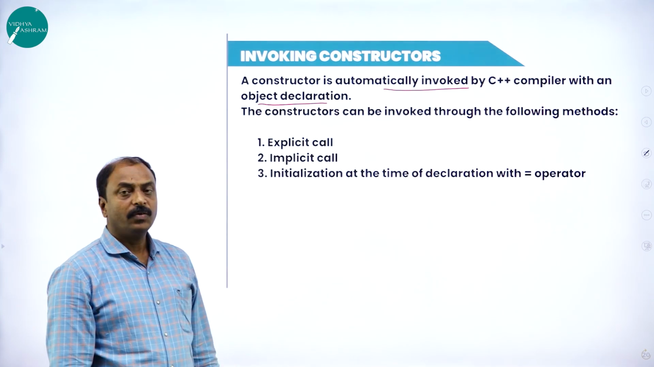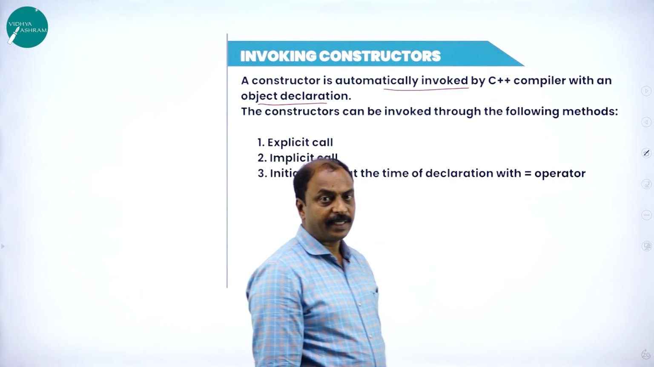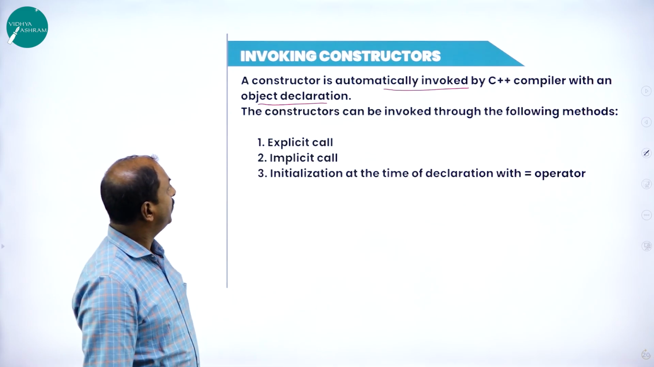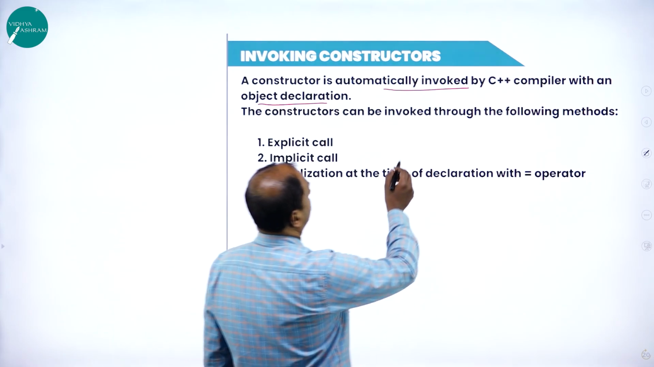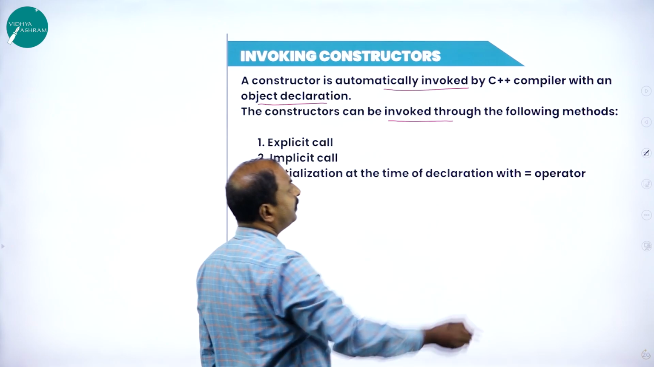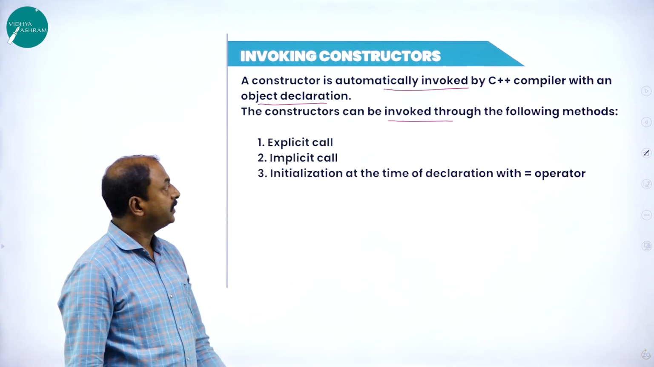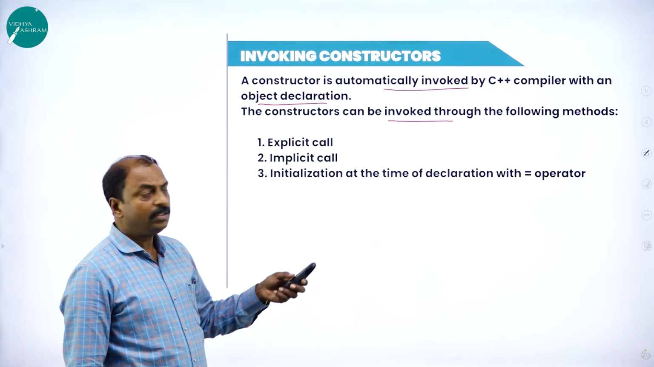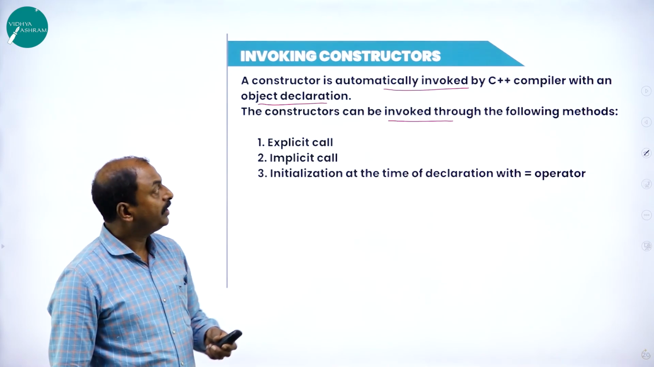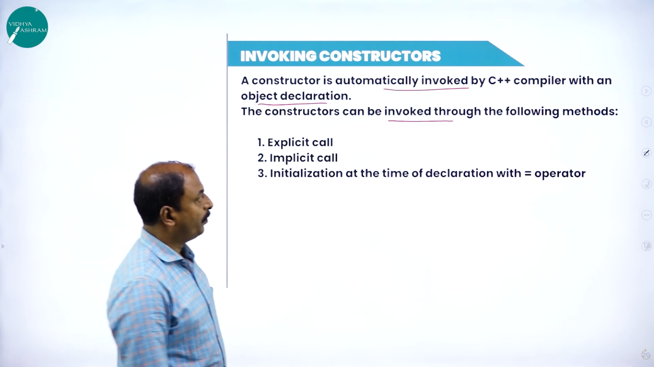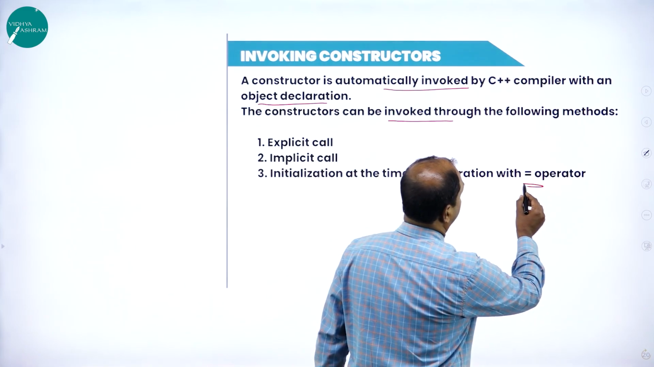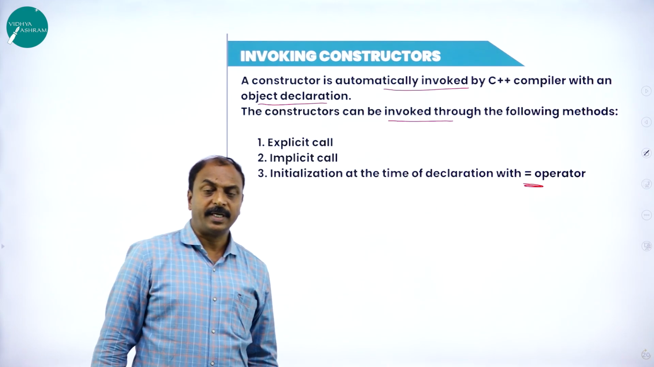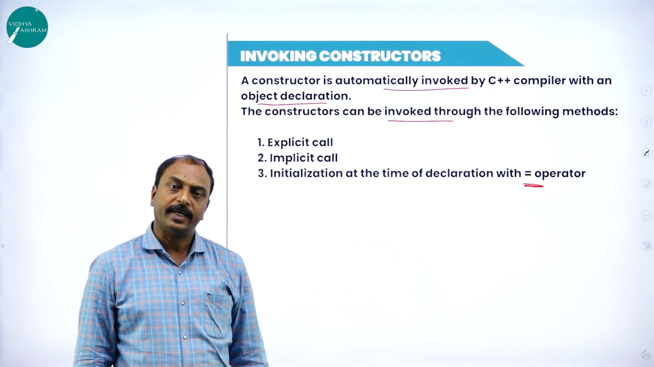So, when we create an object of a class, the constructors are automatically invoked. It can be invoked through different methods. One of them is an explicit call, second one is implicit call, and another type of initialization or invoking is by using the equals operator. So, these are the three methods where we can invoke constructors.